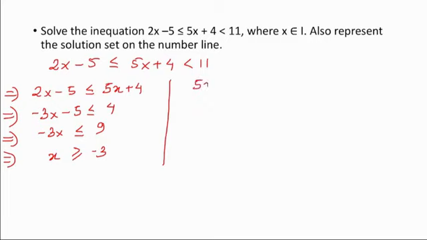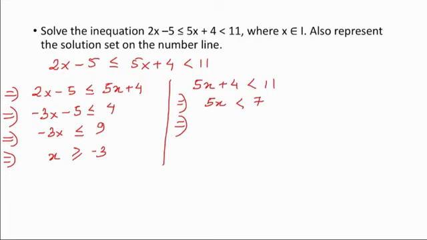Now let's solve the second part of this inequation. 5x plus 4 is less than 11. So we want to get all the constant terms on the other side of this inequation. In order to do that, we add negative 4 on both sides. So 5x plus 4 minus 4, that would be 0, and 11 minus 4, that is 7. So 5x less than 7.